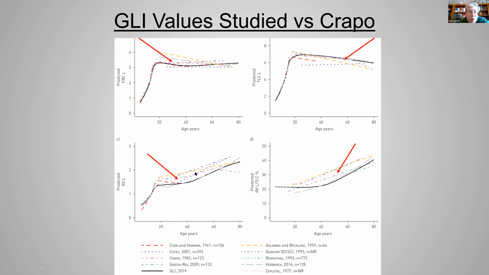The only place it really differs down here is for the residual volume and RV/TLC ratio. CREPO is a little bit higher for the RV than GLI, and also for the RV/TLC over here. Quanjer up here is even a little higher yet. So CREPO follows a little bit closer what we're using to GLI on that.